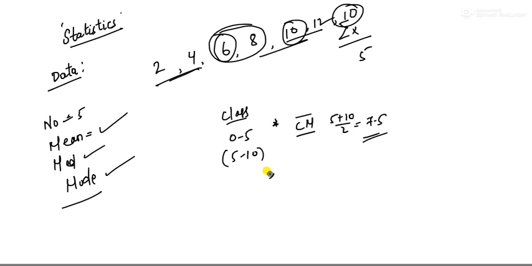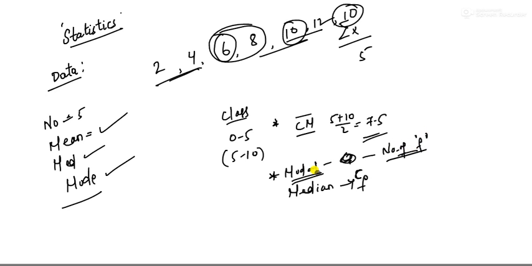The next type is the classes, modal and median. Okay, only these two, modal and median class, they will ask. So only in the median class you need cumulative frequency. Here you don't need cumulative frequency. Here you can directly find based on the frequency. The highest frequency will give the modal class.